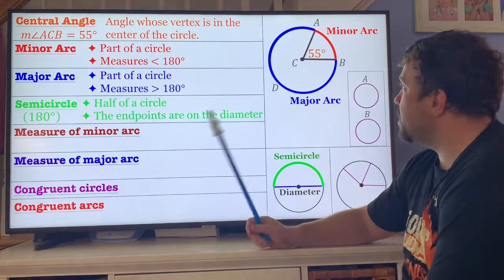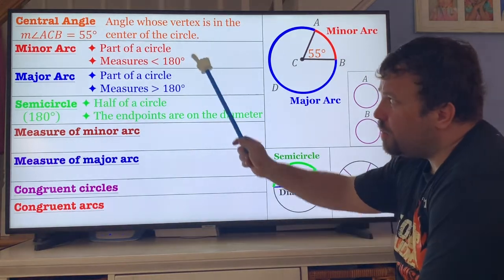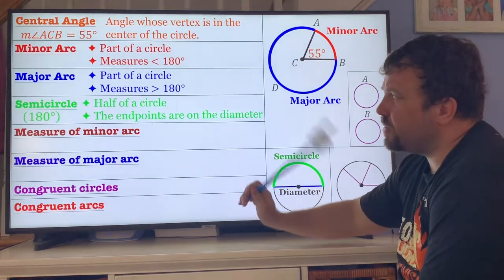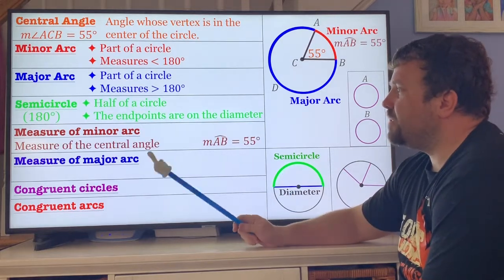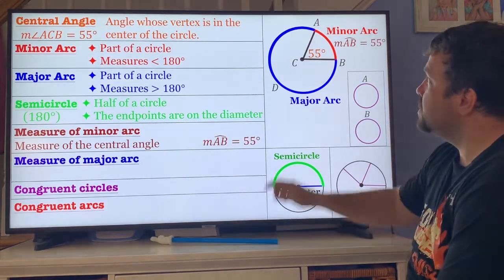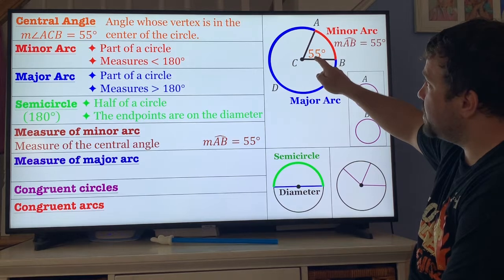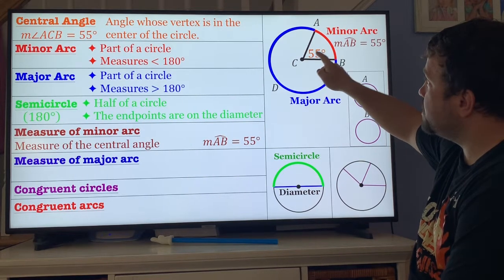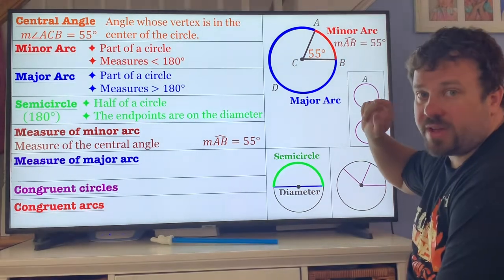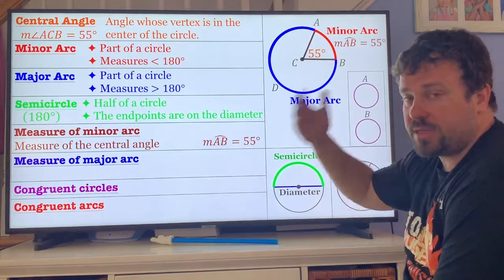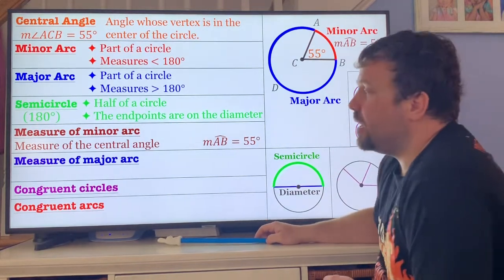Measure of a minor arc. Now, a minor arc we know is less than 180. So to find the measure, you have to find the measure of its central angle. So in this case right here, it's 55 degrees. So since the central angle is 55, the actual arc is 55. The angle is the same as the arc. They both share the same measurement.